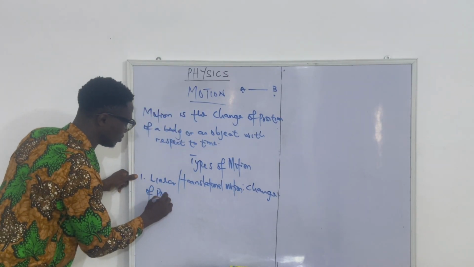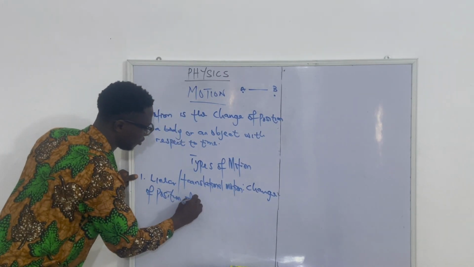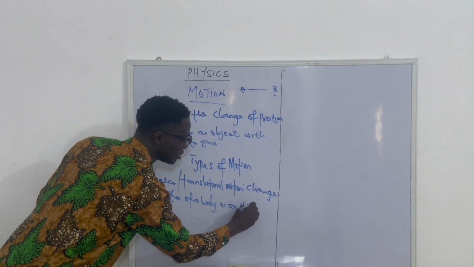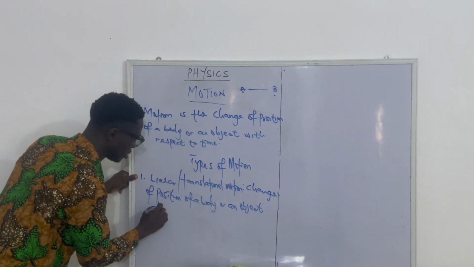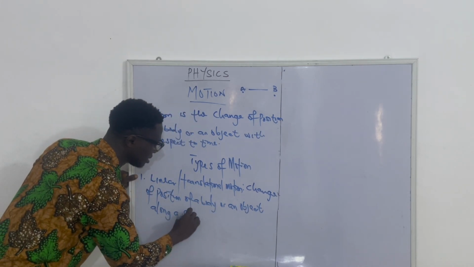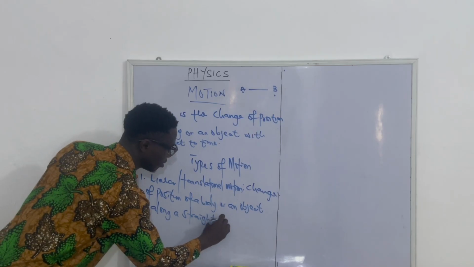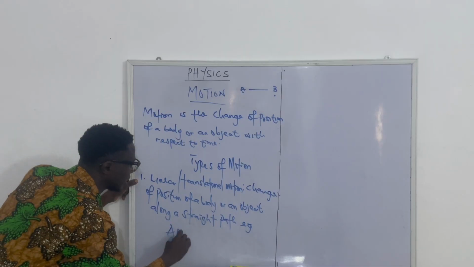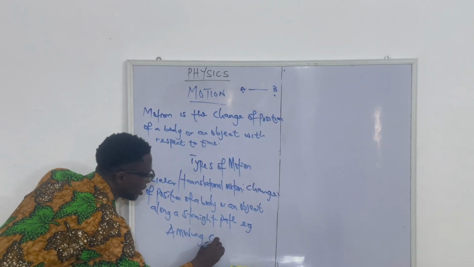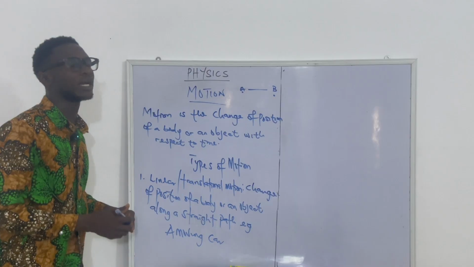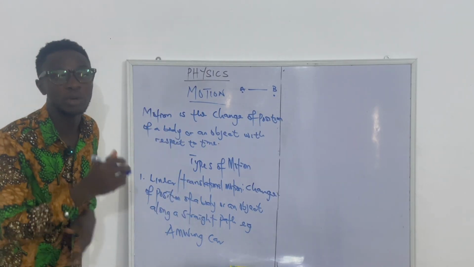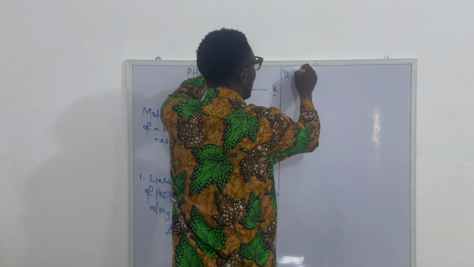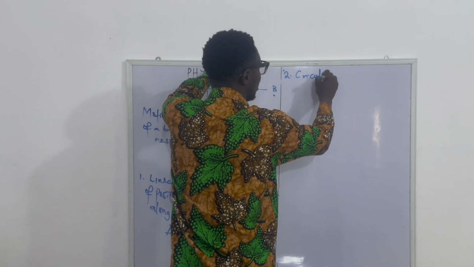So it is the change of position of a body or an object along a straight path. A typical example is a moving car. So a car moving is actually performing a motion. Number two is circular or rotational motion.